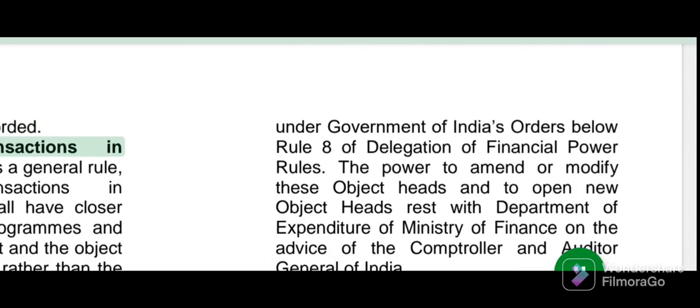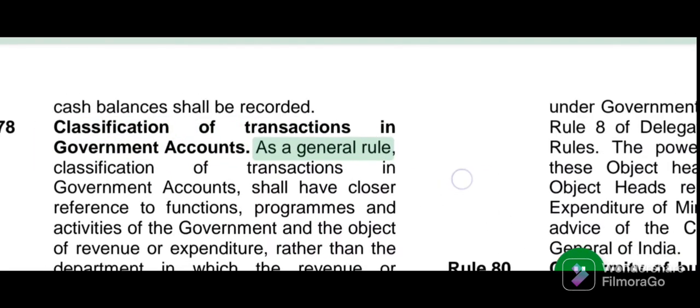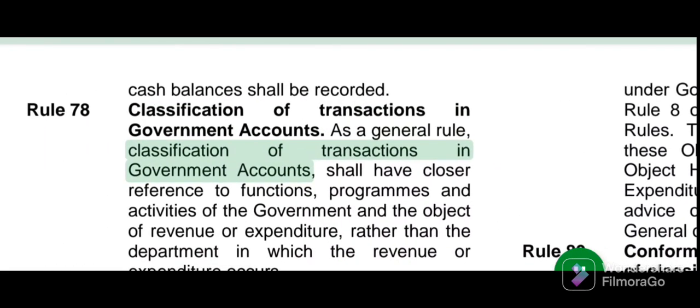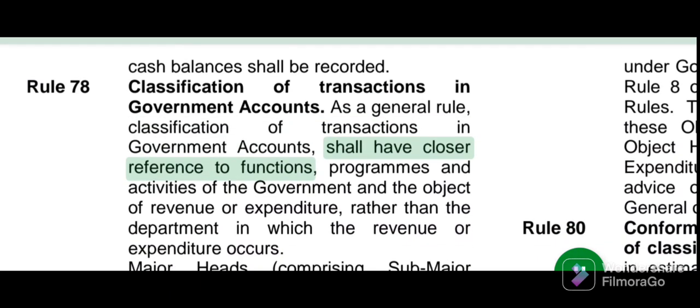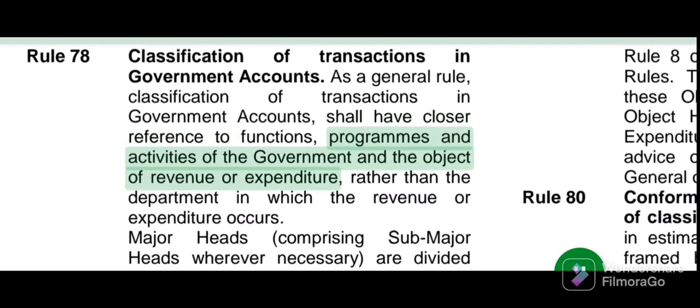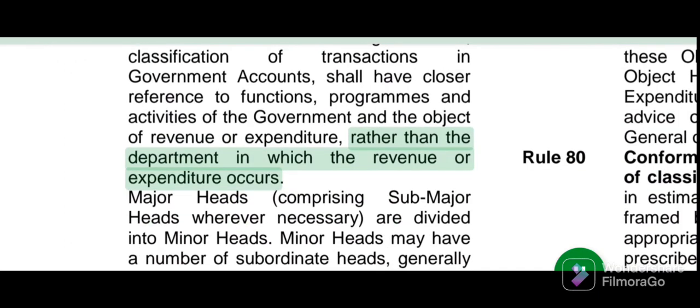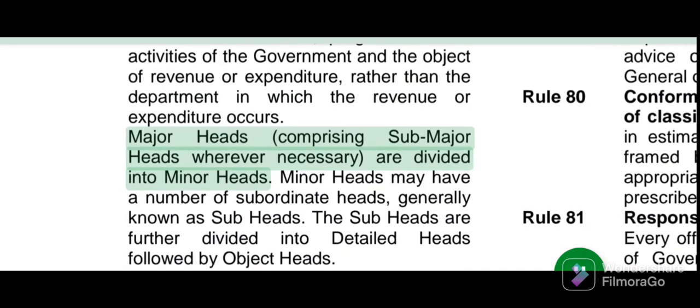Rule 78: Classification of transactions in government accounts. As a general rule, classification of transactions in government accounts shall have closer reference to functions, programs and activities of the government and the object of revenue or expenditure, rather than the department in which the revenue or expenditure occurs. Major heads comprising sub-major heads wherever necessary are divided into minor heads.